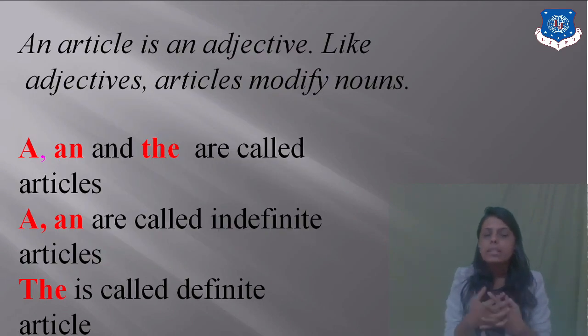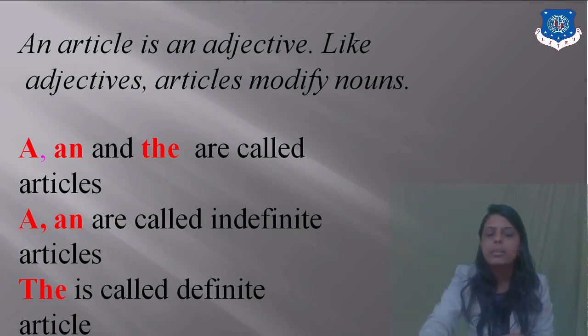Now, an article is an adjective. Like adjectives, articles are used to modify nouns. So, what does an article do? It modifies the noun. For example, a, an, and the are called articles. A and an are called indefinite articles, and the is called the definite article.